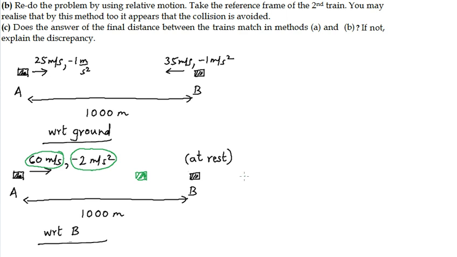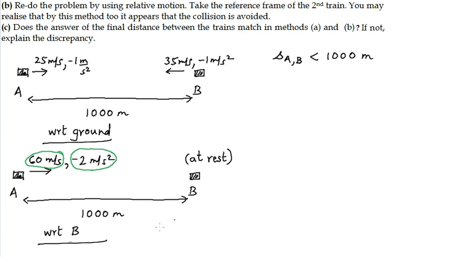On the other hand, if A's rightward displacement as measured by B, that is as measured in B's frame, is greater than 1000 meters, it would mean that A would stop over here in the absence of B, and hence the collision would actually take place. So the whole question now revolves upon the answer of this particular question: is the displacement of A as measured in B's reference frame less than 1000 meters? If the answer is yes, it appears that the collision is avoided.